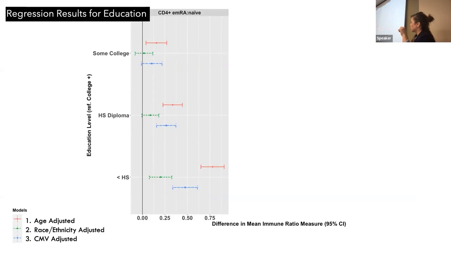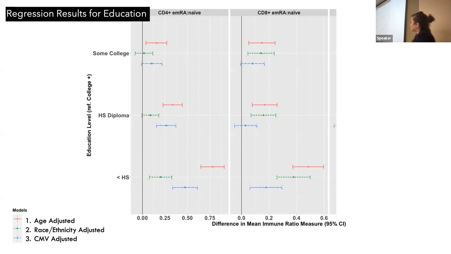It's attenuated when you add in race ethnicity adjustments, then comes back when you add in CMV. What I think is most interesting to take from this is that you do see evidence of an educational gradient, in that as you get closer to college plus, the effect of education or the association with education gets weaker, which is what we would expect. But there's something really strong in the less than high school education group particularly.